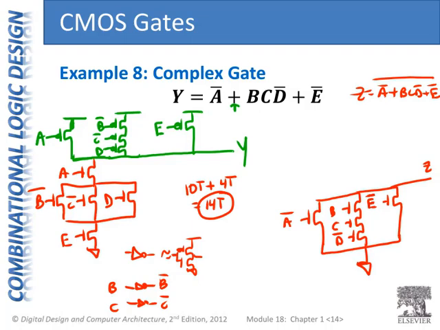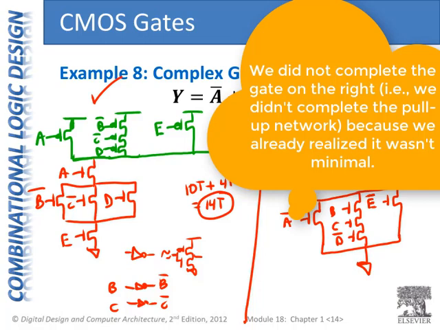So in the prior implementation, this one on the left, B and C are inverted inputs, so I need 4 extra transistors. In other words, 2 inverters to make those inverted inputs. In this one, I have 3 inverted inputs, A and D and E. So I'm going to need 6 transistors just to make those inverted inputs, and another 2 transistors to invert Z in order to make it equal to Y. So I already know that this solution is not going to be optimal, and in fact, the one on the left is the optimal solution.